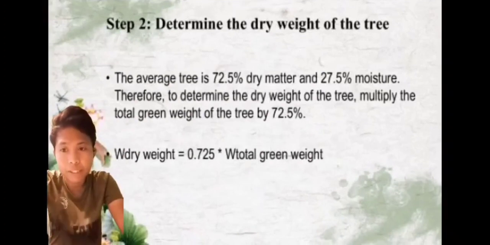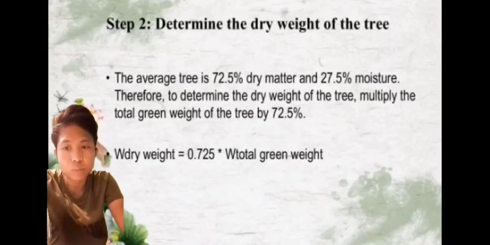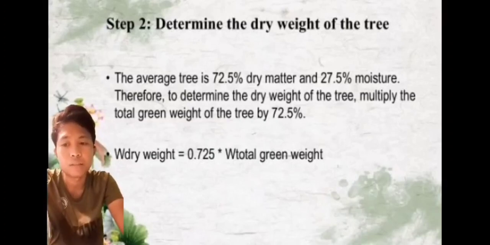Step 2. Determine the dry weight of the tree. The average tree is 72.5% dry matter and 27.5% moisture. Therefore, to determine the dry weight of the tree, multiply the total green weight of the tree by 0.725. Para makuha na to ang dry weight, i-multiply na to ang 0.725 sa green weight. Mao na ang dry weight niya.